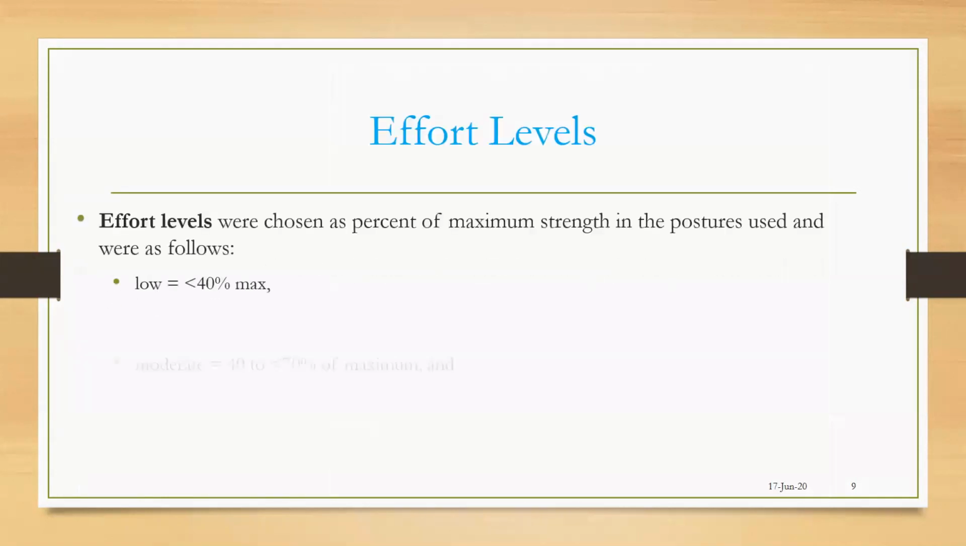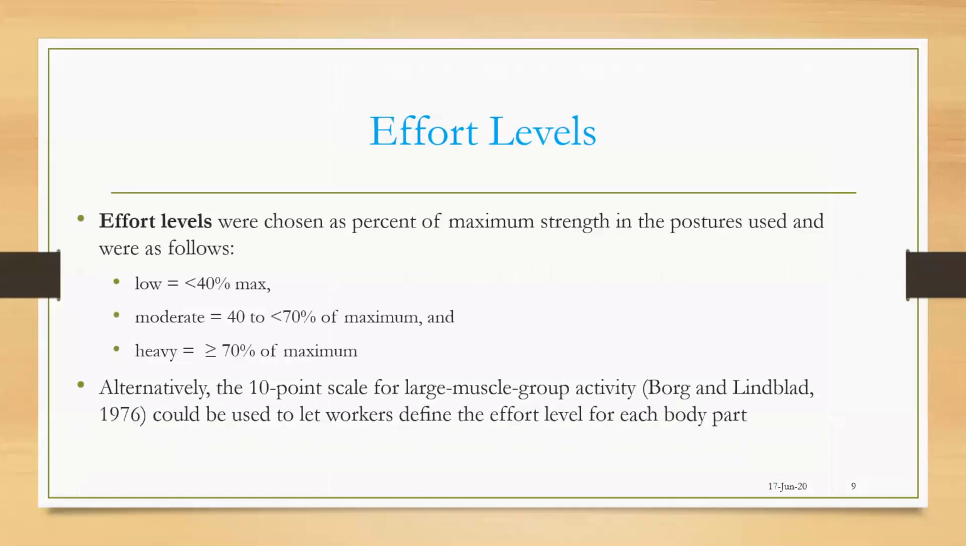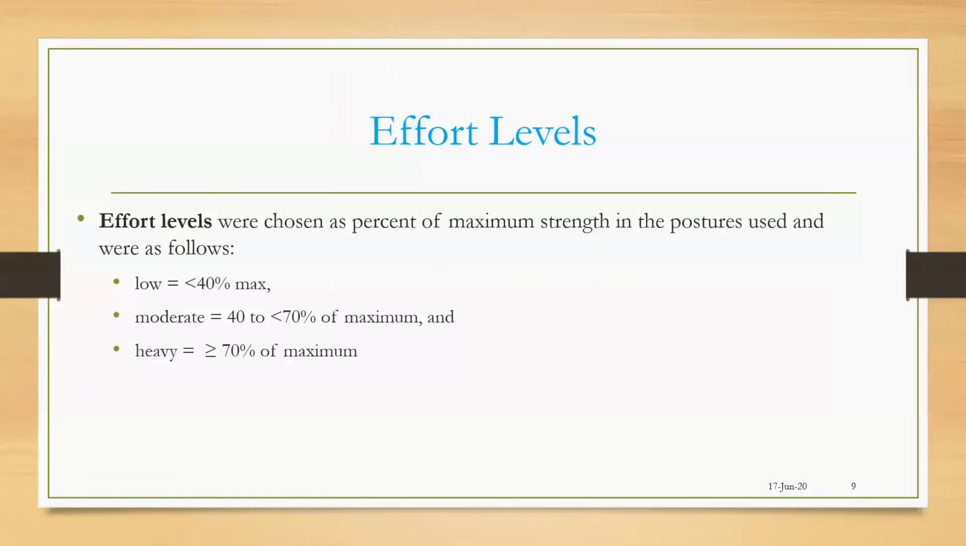One way that seems a little difficult is that effort levels were chosen as a percent of maximum strength in the posture used and were as follows. So low for less than 40% of maximum, moderate for 40 to less than 70% of maximum, and heavy for greater than or equal to 70% of maximum strength required for that task. But it seems actually difficult to do that.